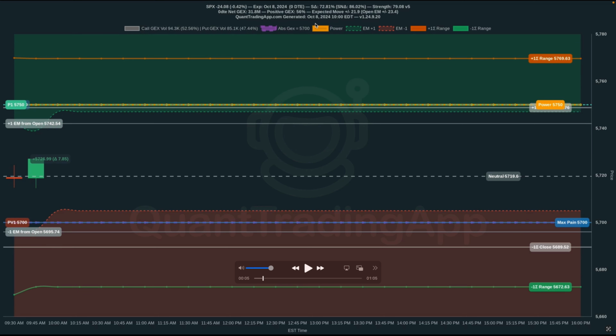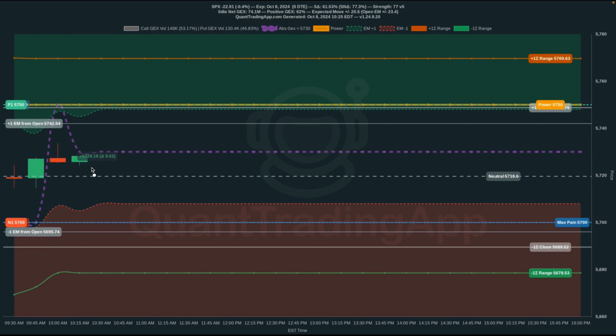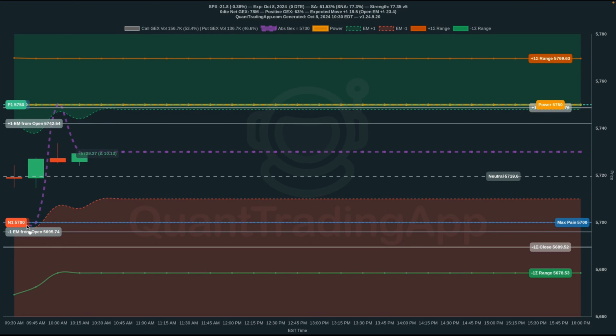This is October 8th right here. This is the timestamp here. I'm just going to play this out. So this is 10 minutes after the market opens. One thing I want to point out is our jump in the absolute gamma. We can see the absolute gamma started down here at 5,700, but it jumped up to 750.